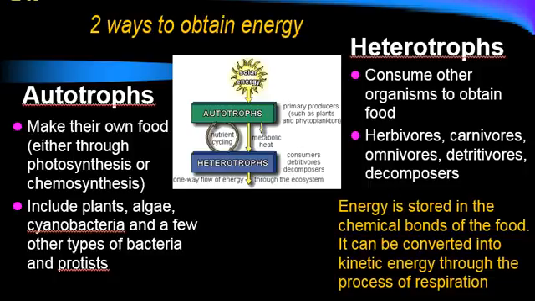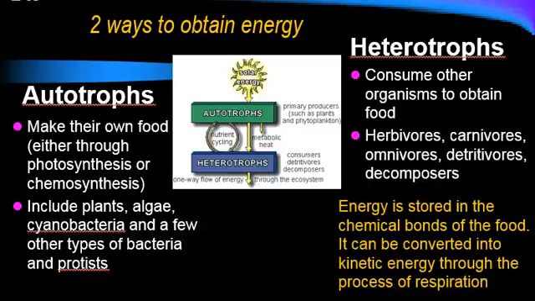Heterotrophs, on the other hand, have to consume other organisms to obtain their food and to therefore obtain their energy. So these would be things like us. These would be herbivores. Remember, those are organisms that eat plants. Carnivores, those are meat eaters. Omnivores, remember, will eat a little bit of plants and meat as well.